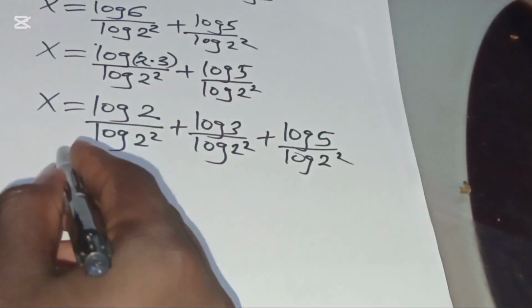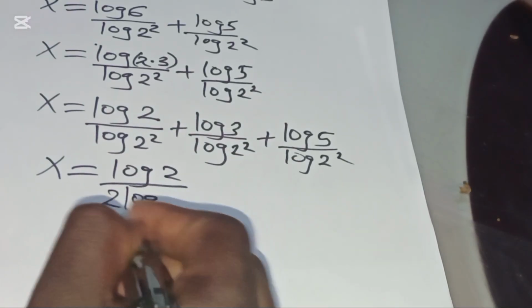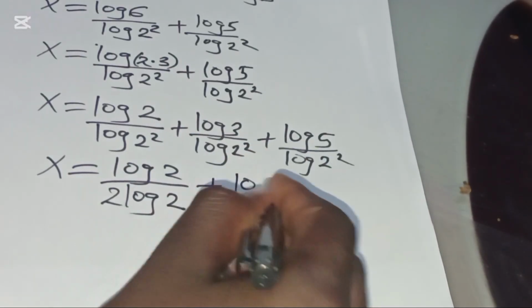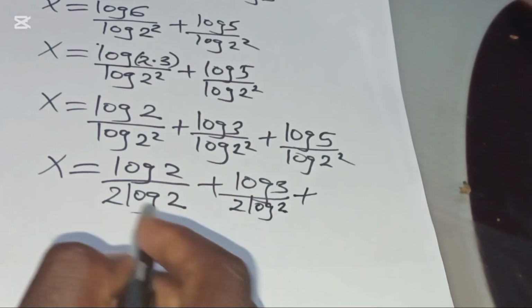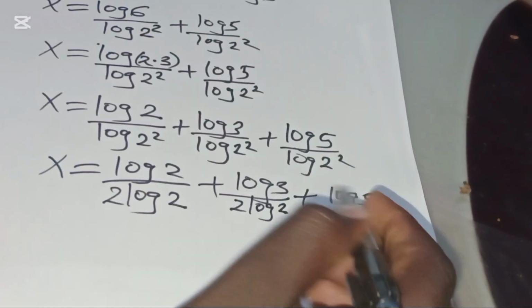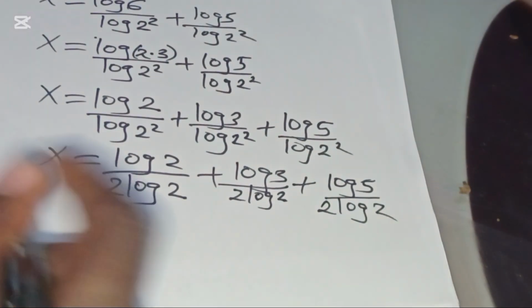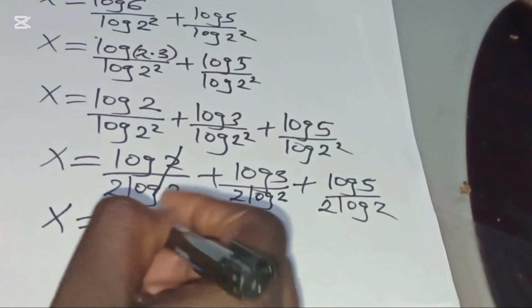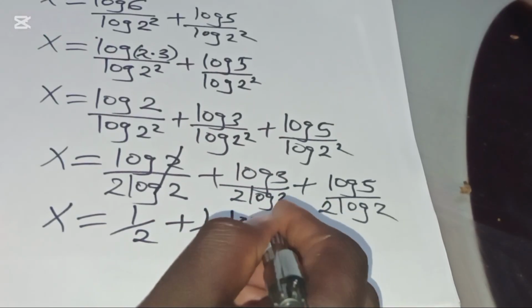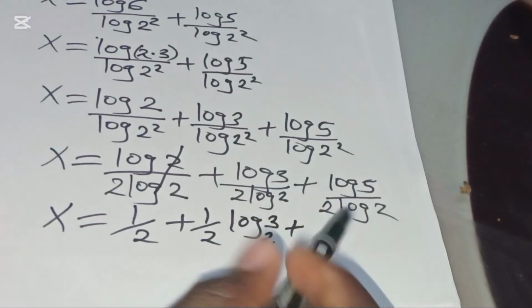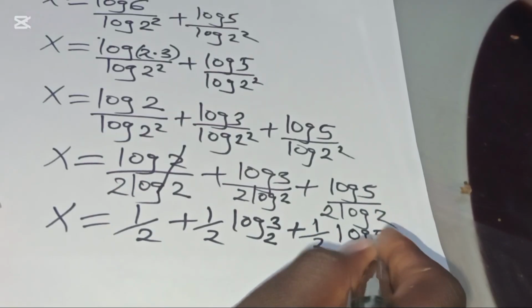Once more, x is equal to log 2 divided by, now log 2 to power 2 can be expressed as 2 log 2, plus log 3 divided by 2 log 2, plus log 5 divided by 2 log 2. Let's proceed. Log 2 and log 2 simplify, so that x is equal to half plus half log 3 divided by log 2, which can be expressed as log 3 to base 2, plus half log 5 divided by log 2, which can be expressed as log 5 to base 2.